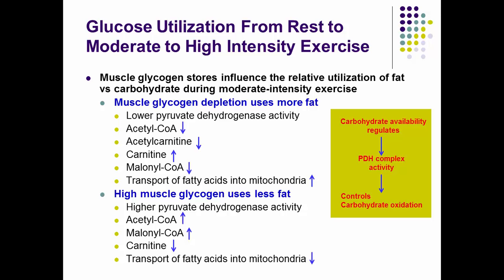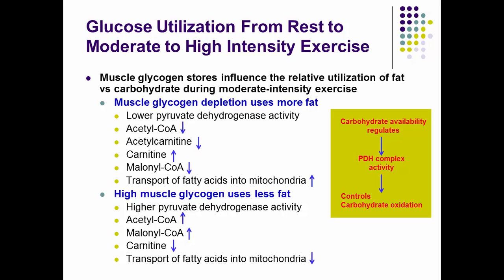So that means if we have more carbohydrate, for example, in skeletal muscle, if we have more glycogen store, then pyruvate dehydrogenase activity is increased. That will allow more carbohydrate to be oxidized, right? So the pyruvate dehydrogenase complex activity controls carbohydrate oxidation, right? So remember, this key enzyme is very important in carbohydrate oxidation metabolism.